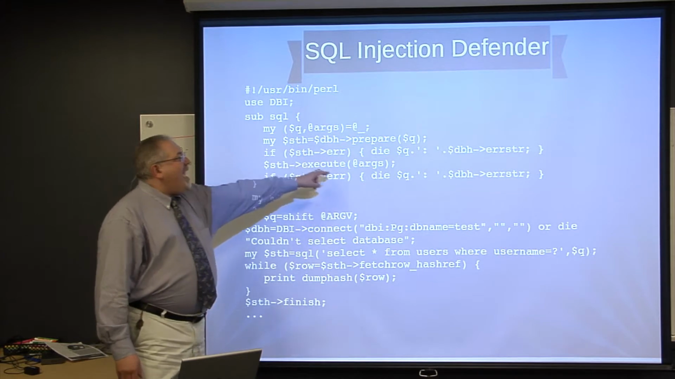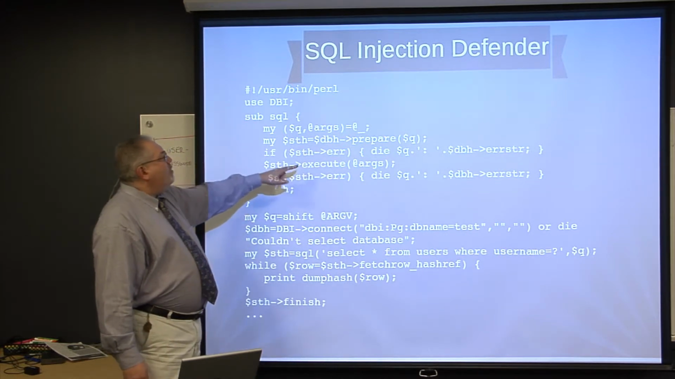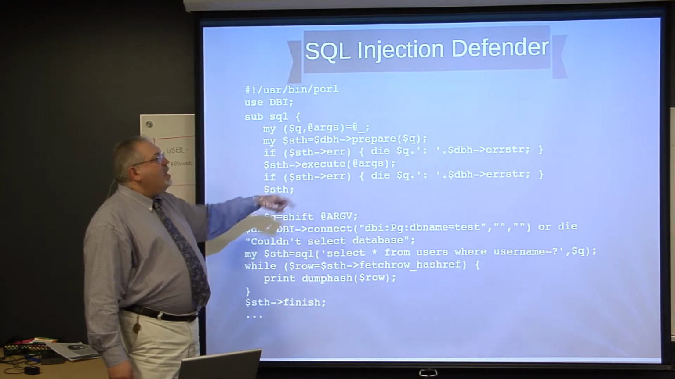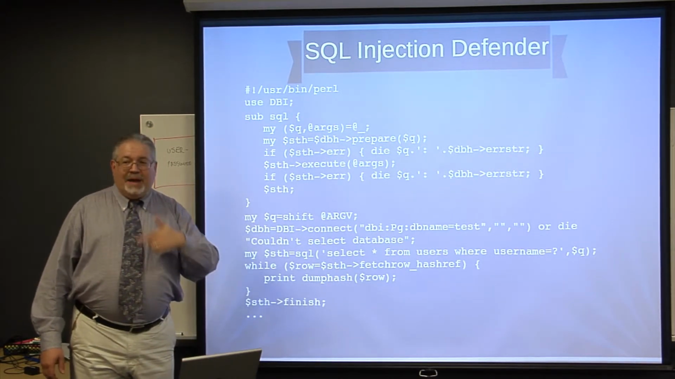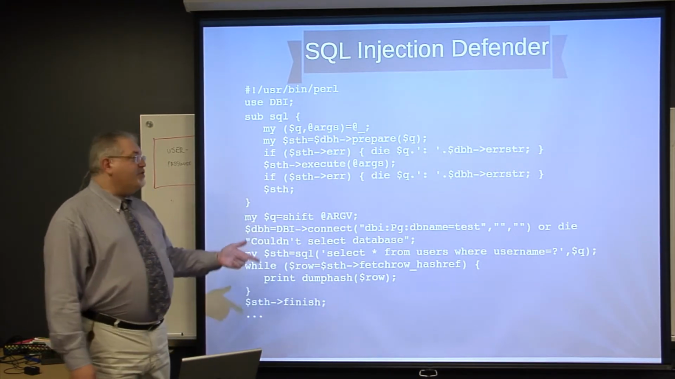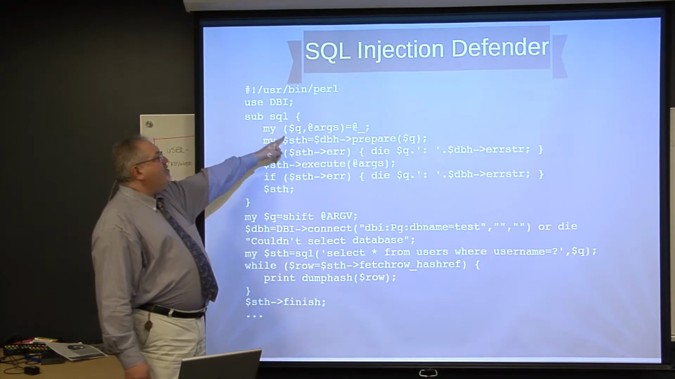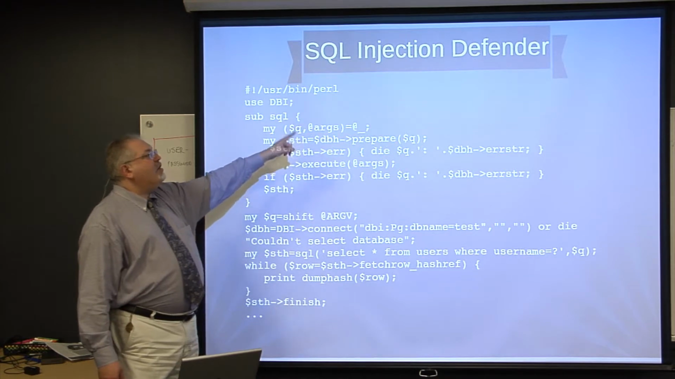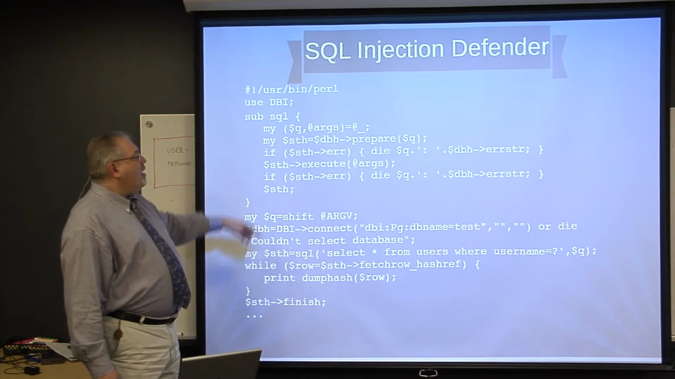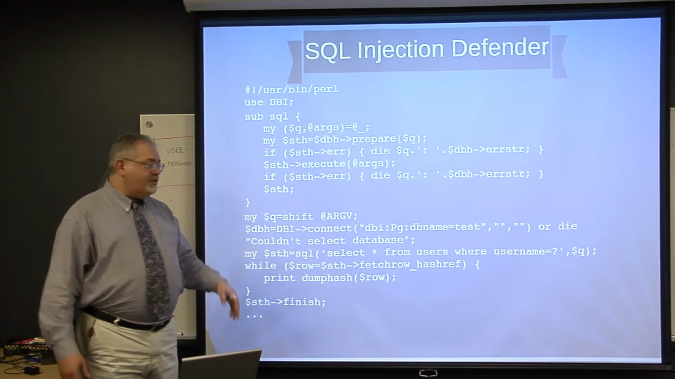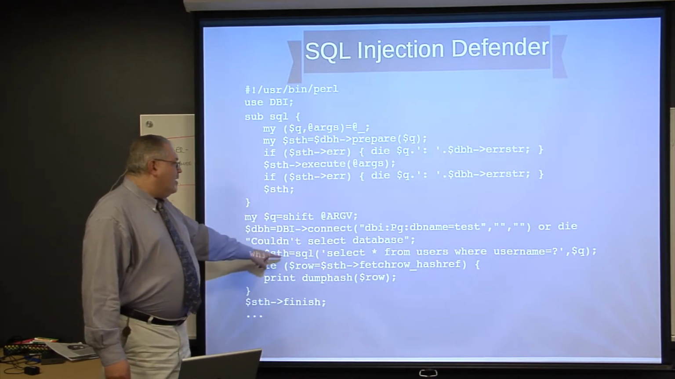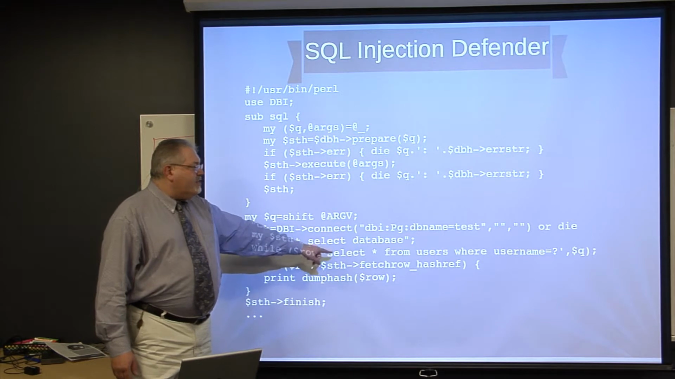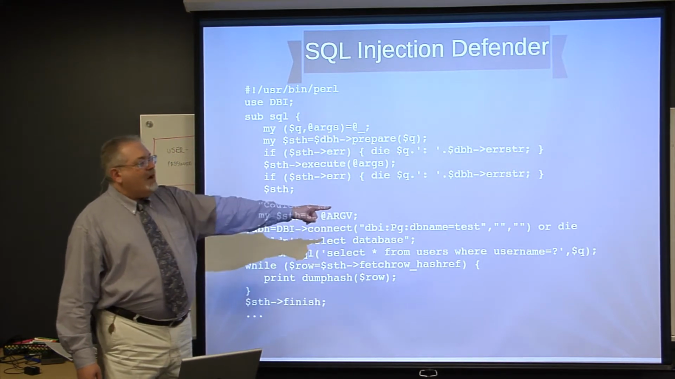We've added the @args argument to execute so that when the statement is run, it will bind the arguments which were passed in to the SQL function. And so the SQL function, instead of saying $q equals shift, now it's saying $q and @args, so you can have multiple function parameters. And so when we call the SQL function, we have a query: select star from users where username equals question mark.